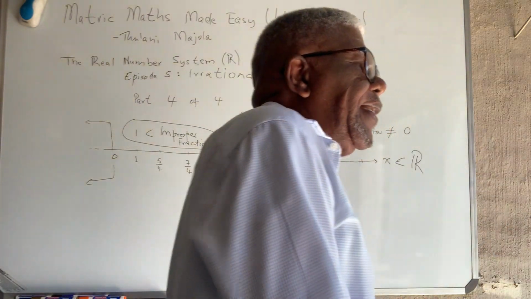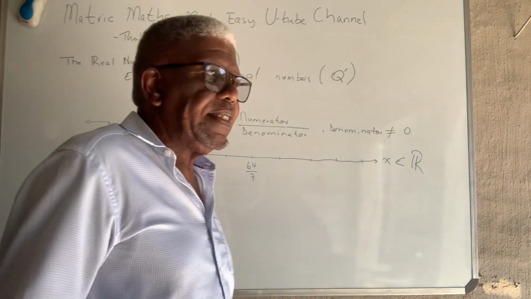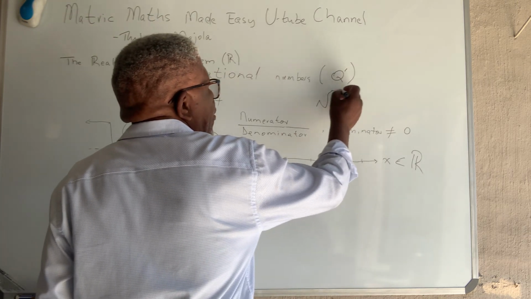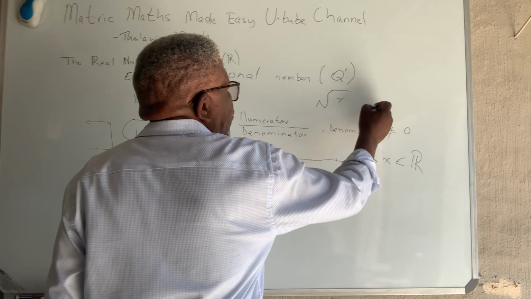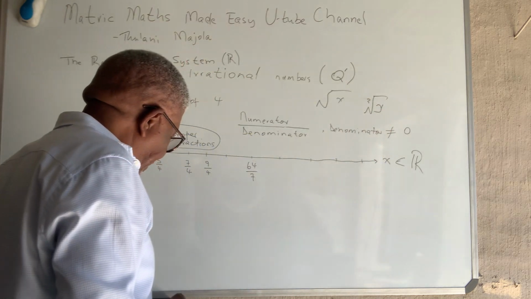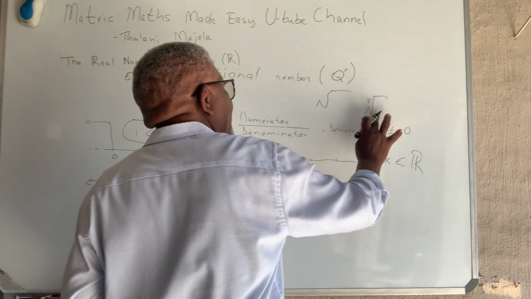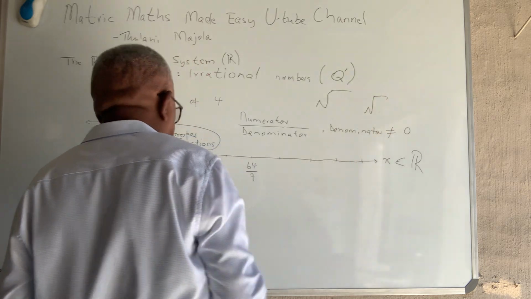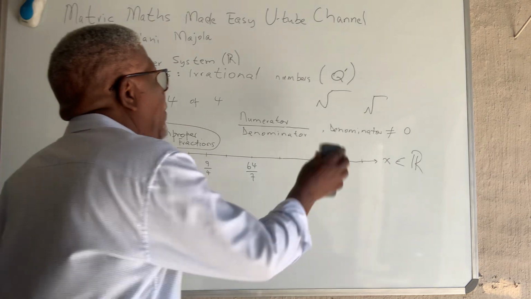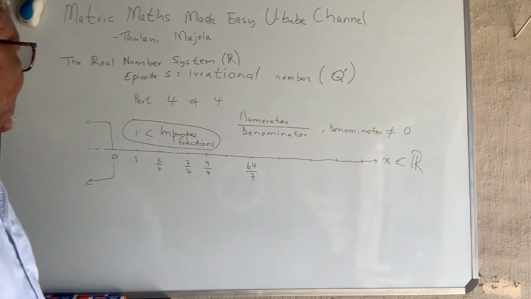Please pay particular attention because this helps you when you deal with the radical sign. So either the square root of something or the cube root of something. We call this sign here the radical sign. So when you deal with those, you need to understand what we are dealing with. But now we're dealing with the irrational numbers.